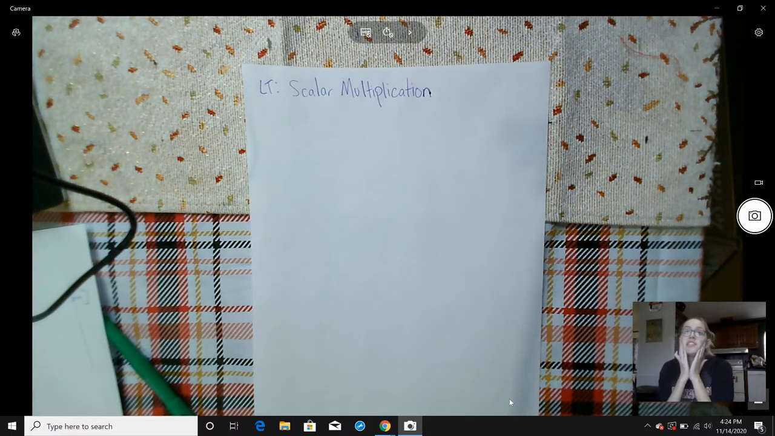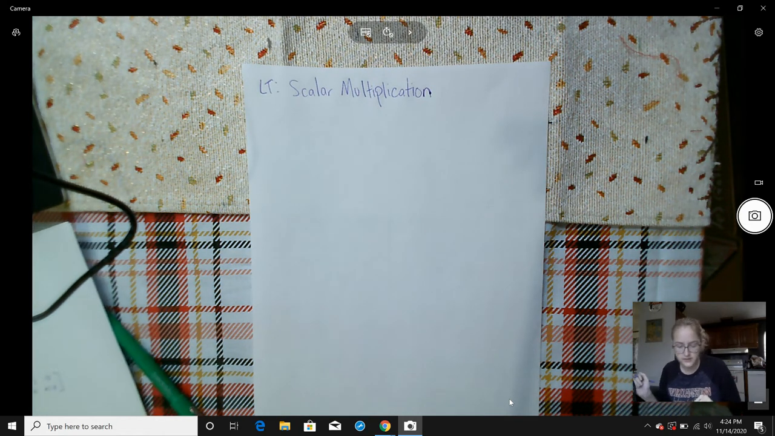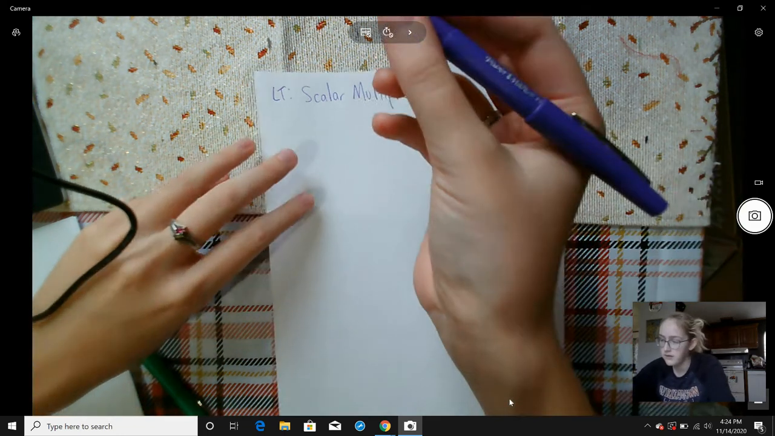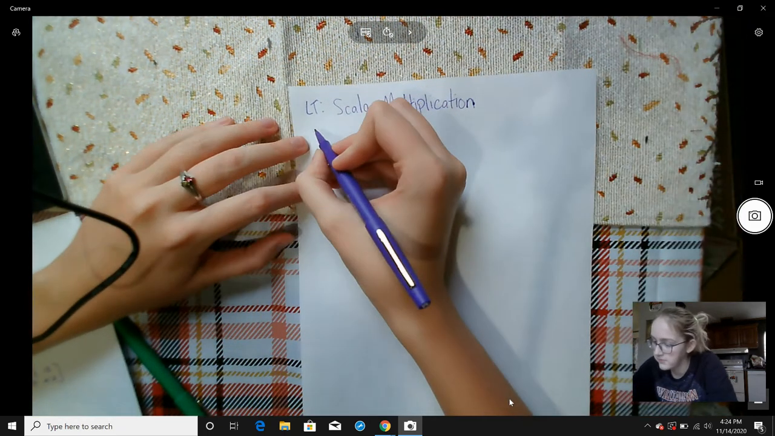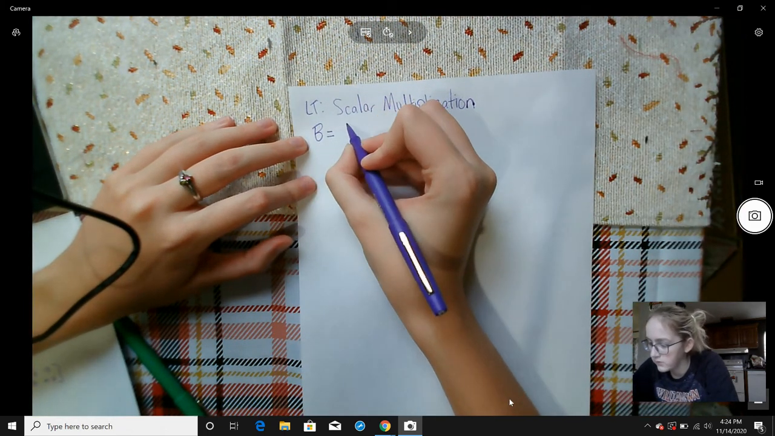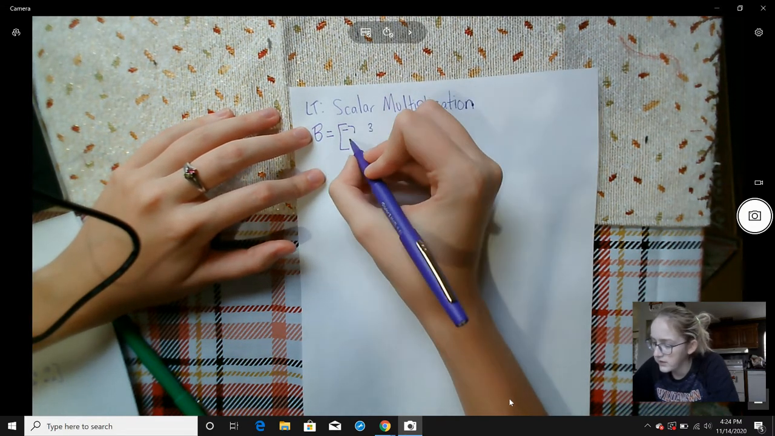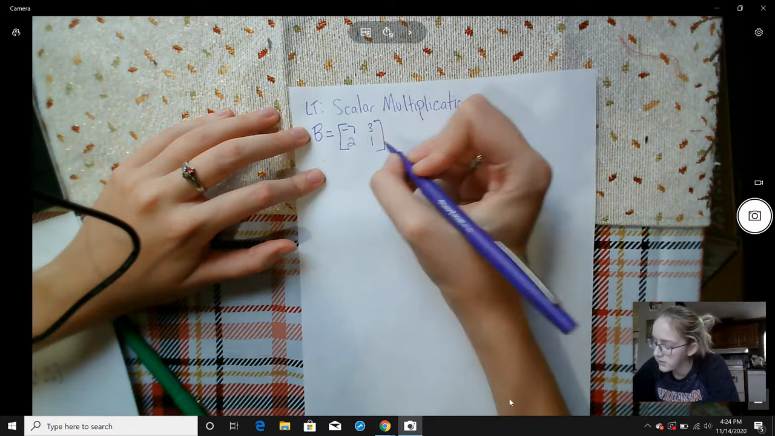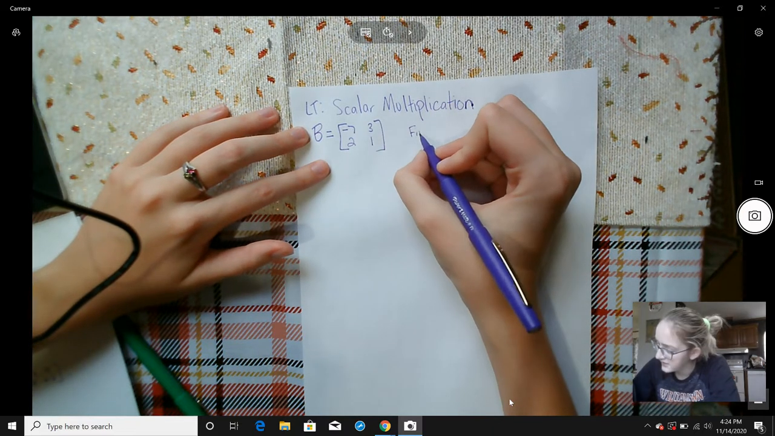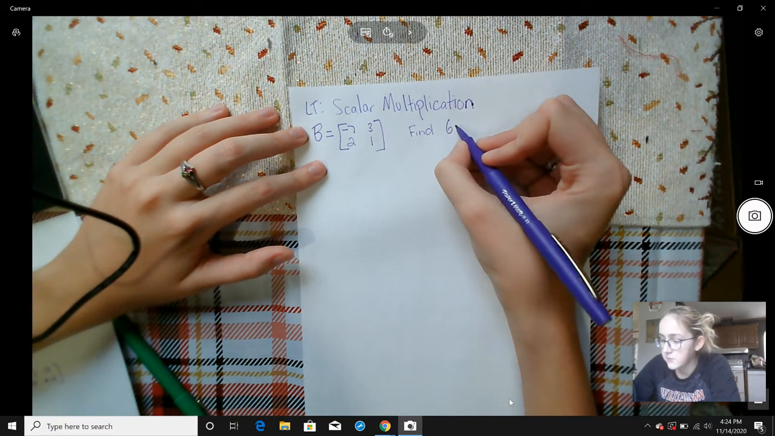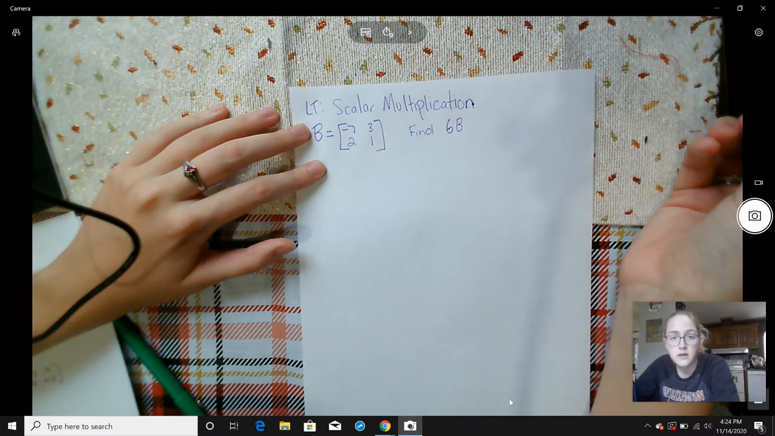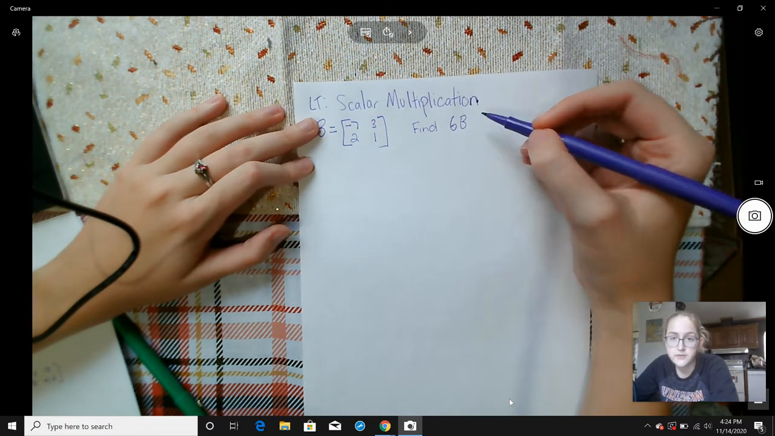So scalar multiplication, that just means you're multiplying a whole matrix by one number on the outside. So for instance, if we are given the matrix B equals -7, 3, 2, and 1, and we want to find 6B. So we're given this matrix and we want to find 6B.